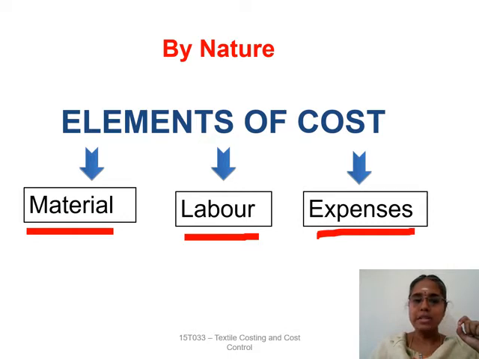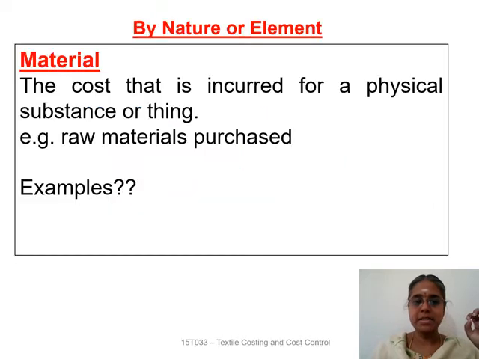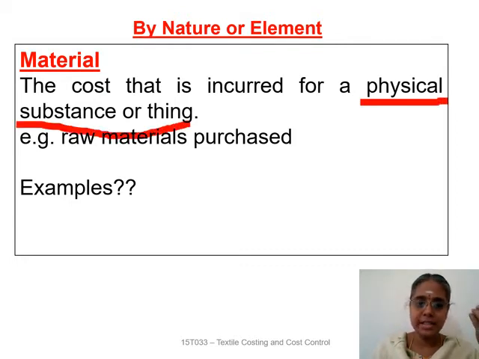So by elements or by nature, the cost is classified as material, labor, and expenses. Material is the cost incurred for a physical substance or a thing. You buy a physical substance that you can see physically, you can touch it. So you should not take an asset that you cannot touch. This is something physical, as I mentioned. I hope you understand. So material cost.